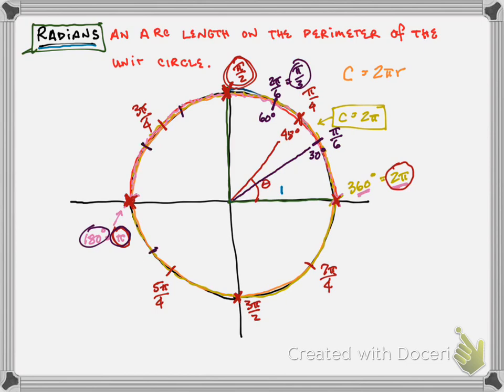And the pattern continues. Challenge yourself, and you should be able to find these other angle measures that I'm sketching over here. Just a quick note, negative 30 degrees is one way to name this angle, okay, and we could call this negative pi over 6.